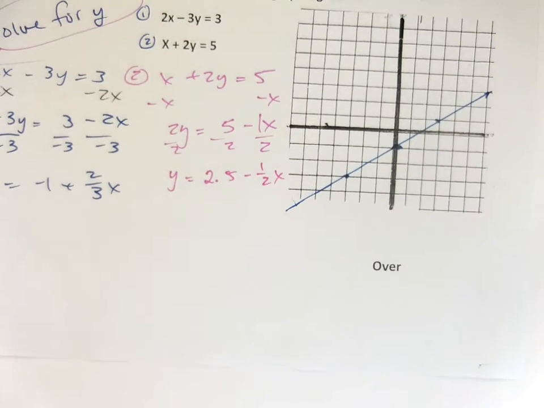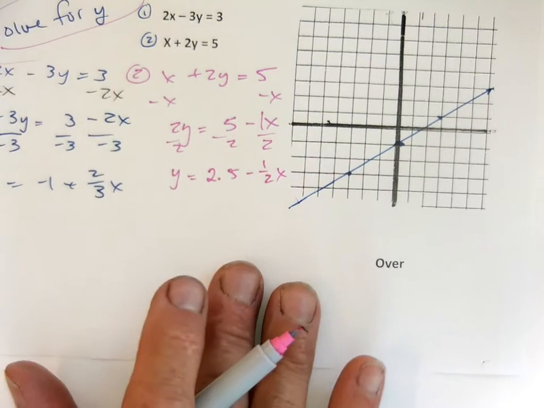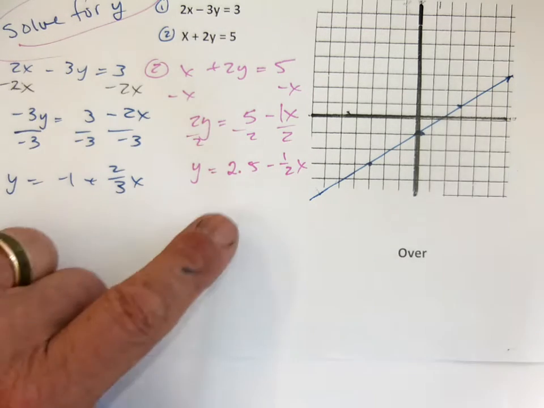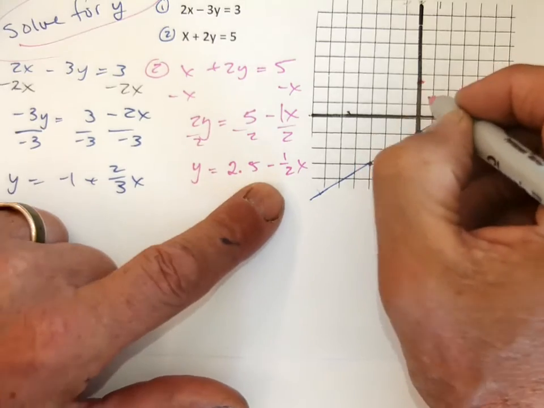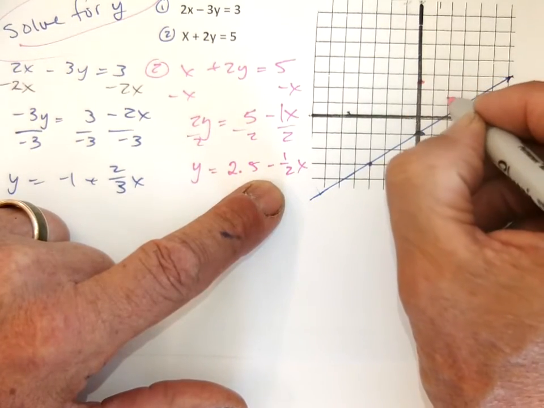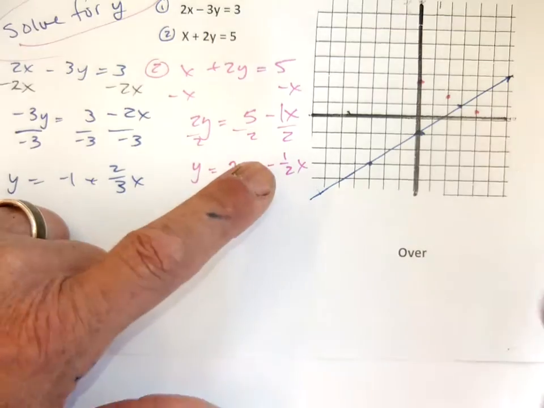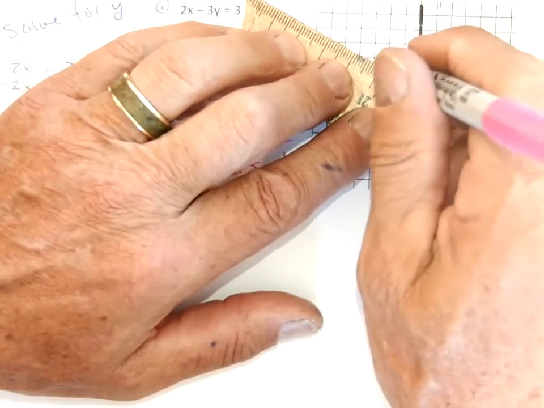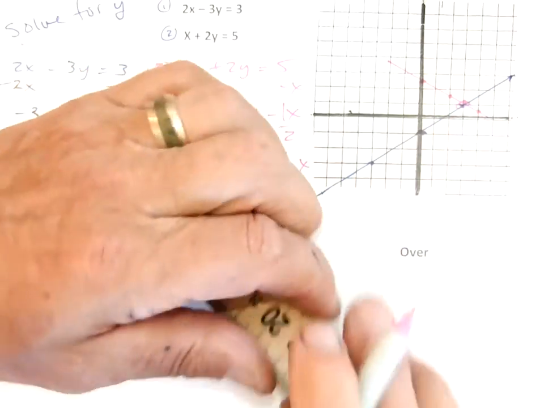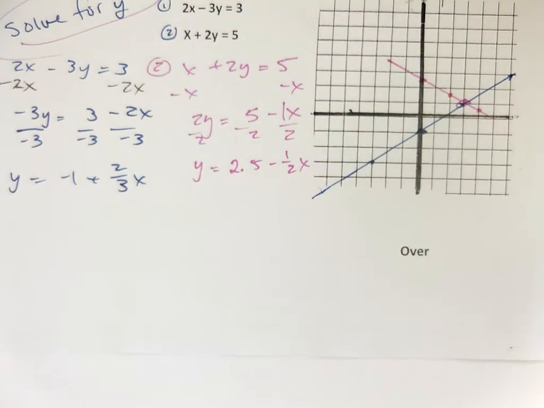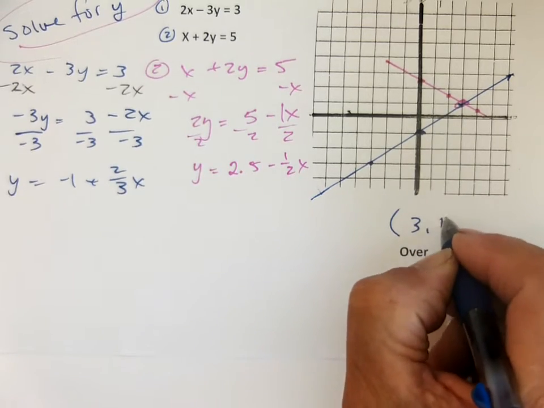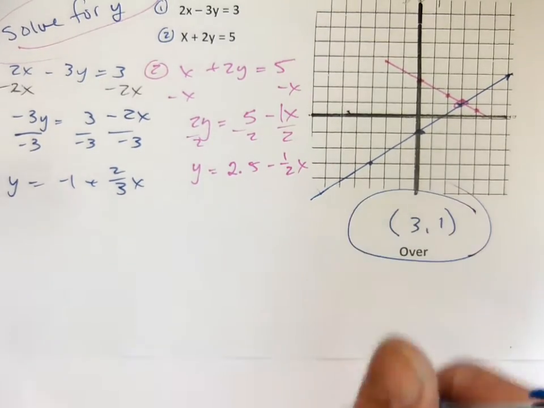Now again, I already told you this is kind of the tedious way to do it, and there's a faster, better way to do it, but this is the way we've been doing it before. So I'll start at 2.5, and then I'll go down 1 over 2, down 1 over 2, and it looks as if they intersect right about there. There's my solution.